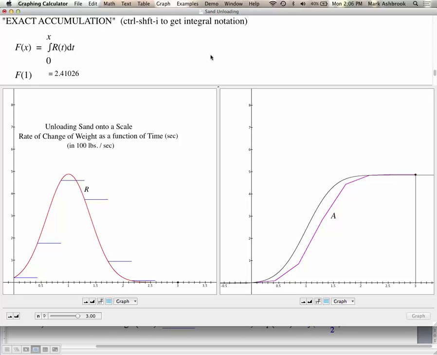Okay, let's give it a shot. So f of 1 equals 2.41. What does it mean? F of 1, 2.41. What does that mean? Someone in the back, can you tell me?